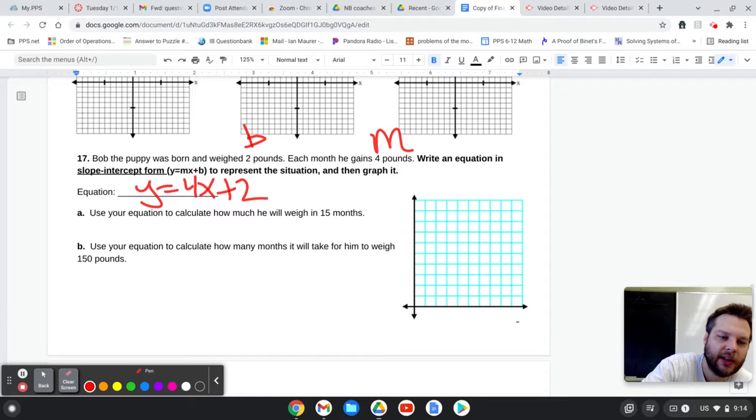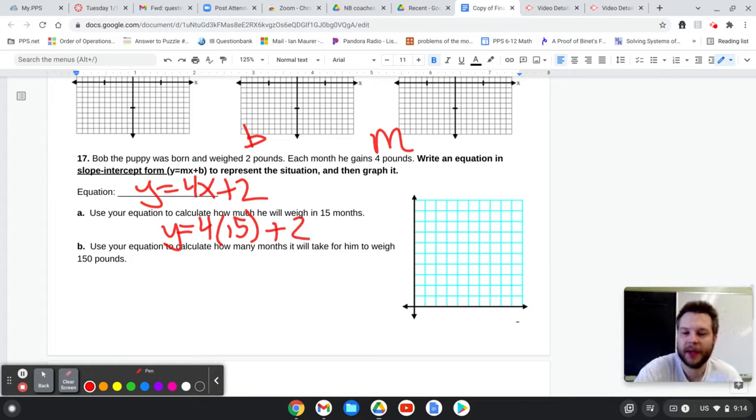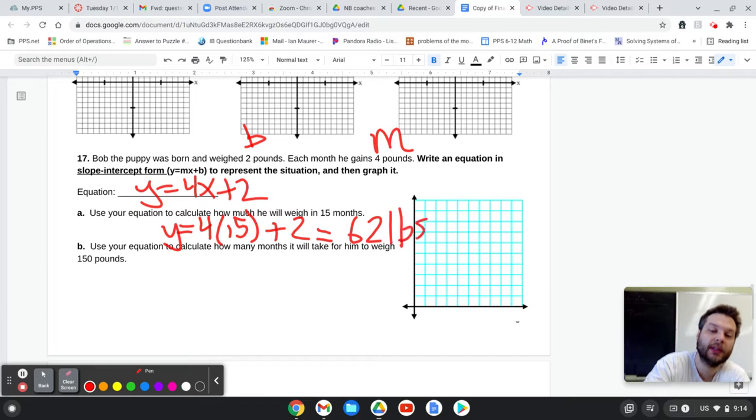Use your equation to calculate how much he will weigh in 15 months. 15 is x. How do I know that? Because he gains 4 pounds every month. So the months is represented by x. 4 times 15 is 60, plus 2 is 62 lbs.